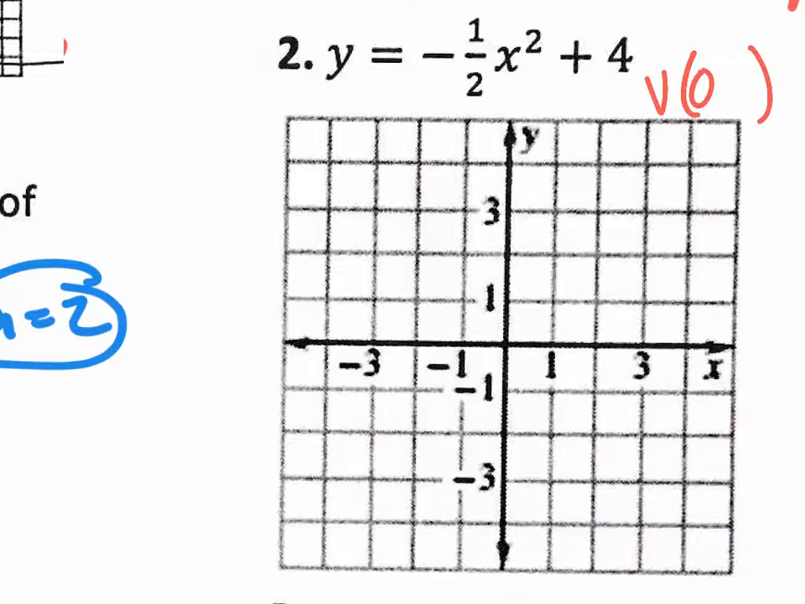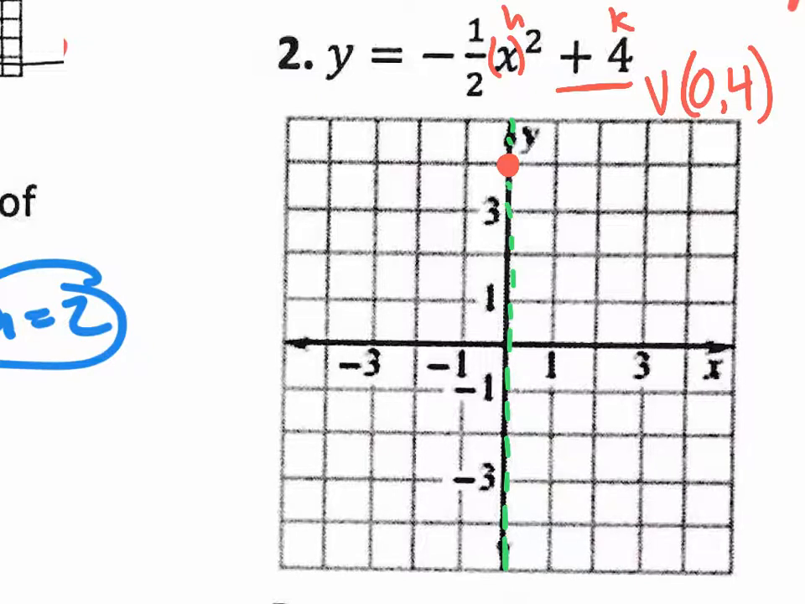0 for h, because there is no parentheses, right? There's no number being added or subtracted inside the parentheses with x. But the k value is the number that's being added or subtracted at the very end. So 0, 4 is the vertex. Go to 0, 4, put a dot right there. Normally, we draw an axis of symmetry right through it, even though it's very clear it's the y-axis in this case. Now, we need coordinates.